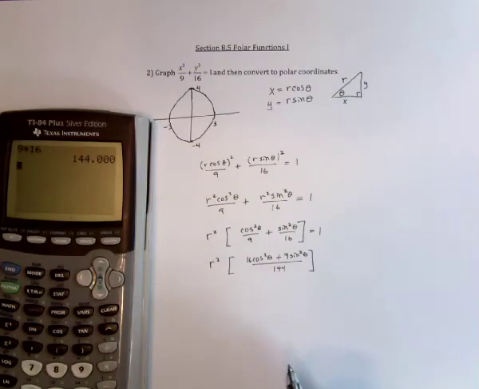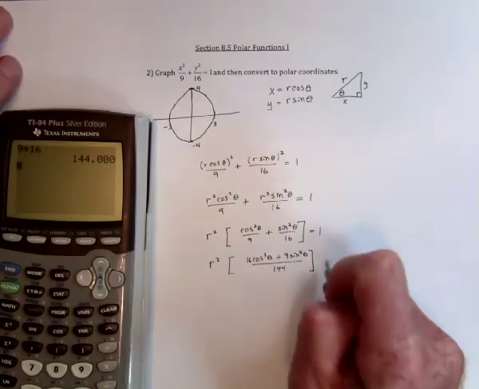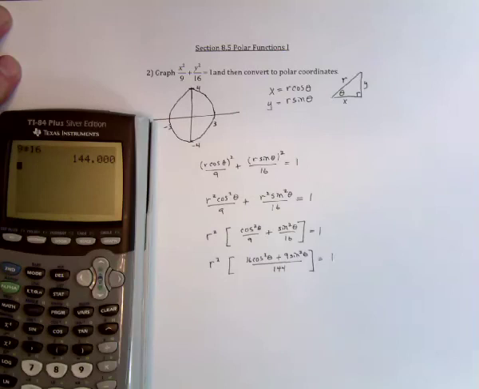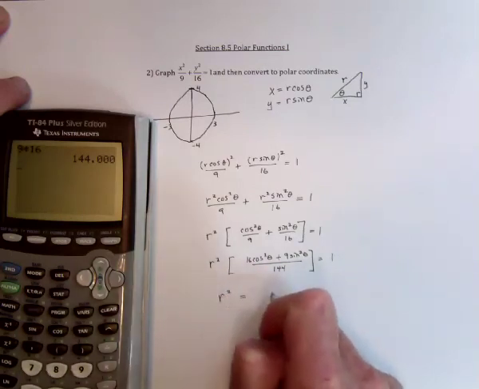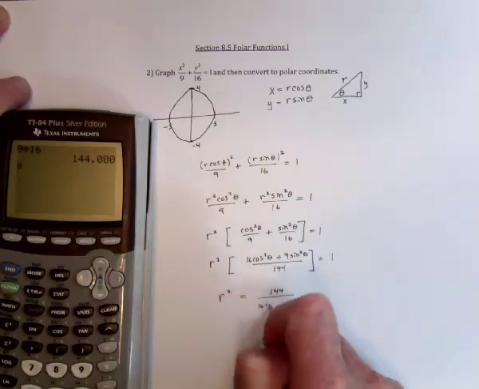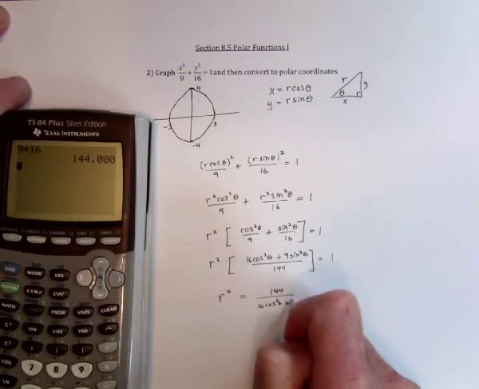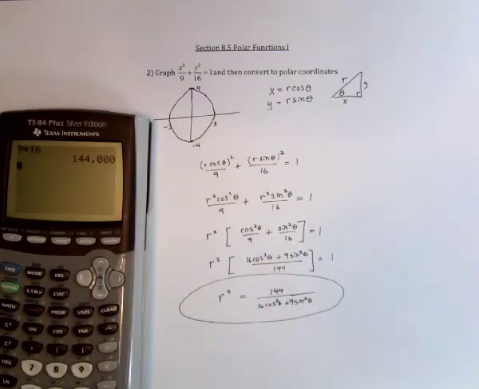Now cosine squared plus sine squared is equal to 1, but we don't have an identity for 16 cosine squared and 9 sine squared. And then I could cross multiply. So it's going to be 144 over 16 cosine squared plus 9 sine squared. So in polar form, there's an ellipse.